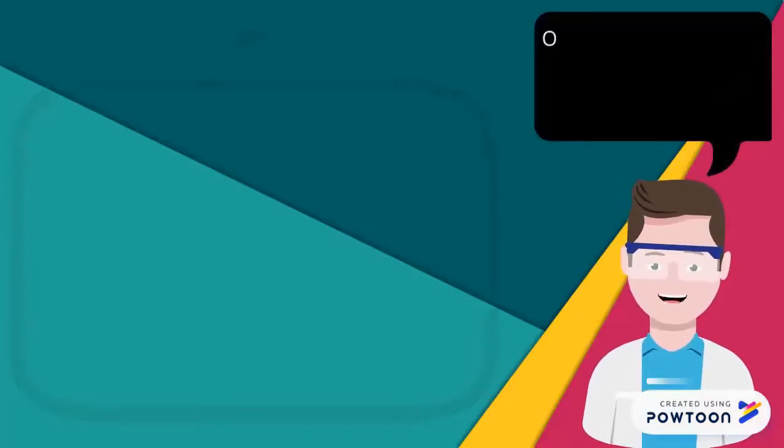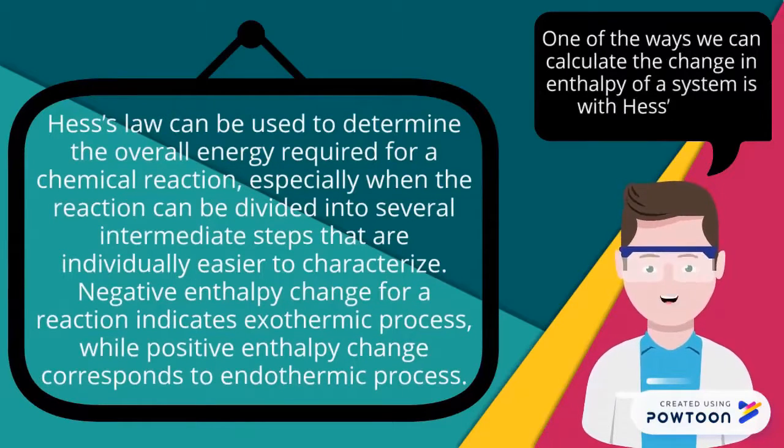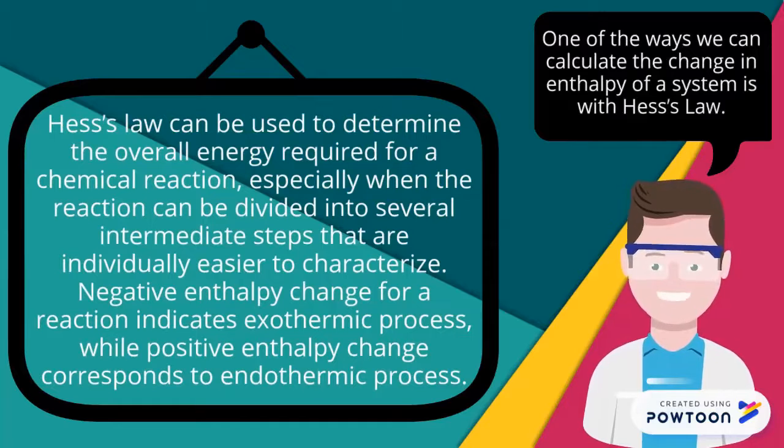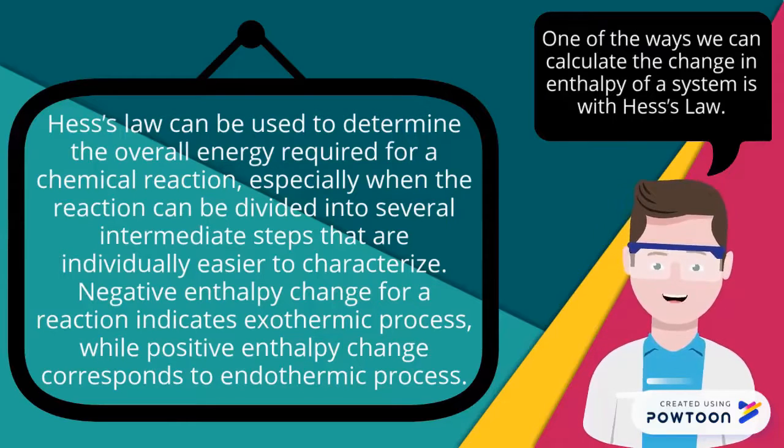Hess's law can be used to determine the overall energy required for a chemical reaction, especially when the reaction can be divided into several intermediate steps that are individually easier to characterize. Negative enthalpy change for a reaction indicates an exothermic process, while positive enthalpy change corresponds to an endothermic process.